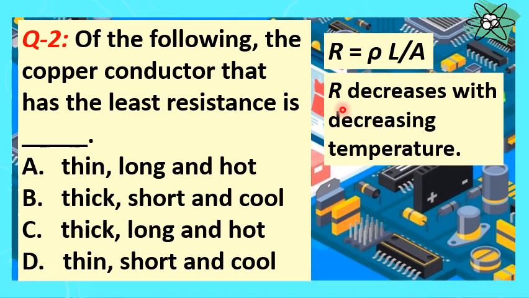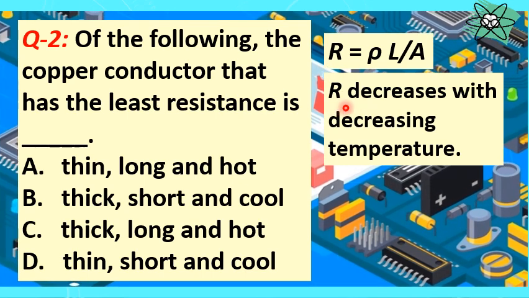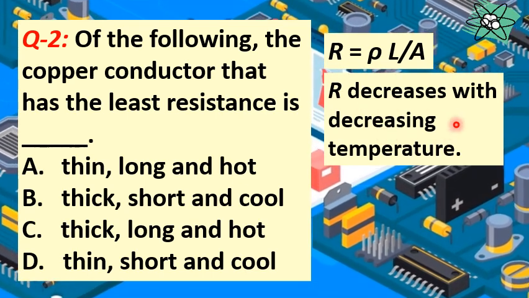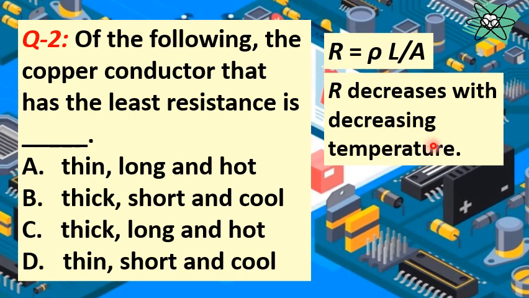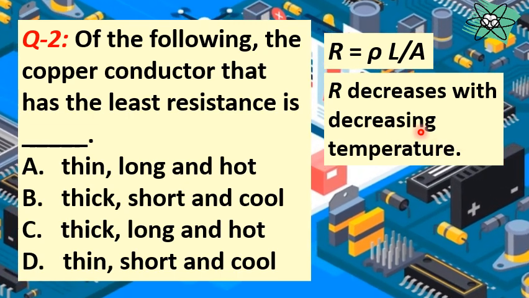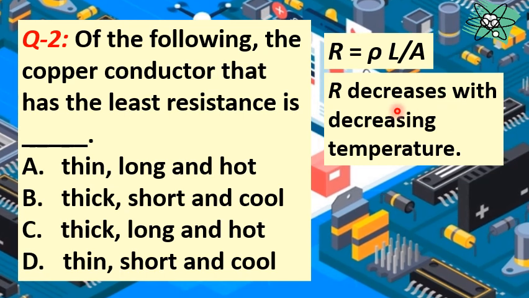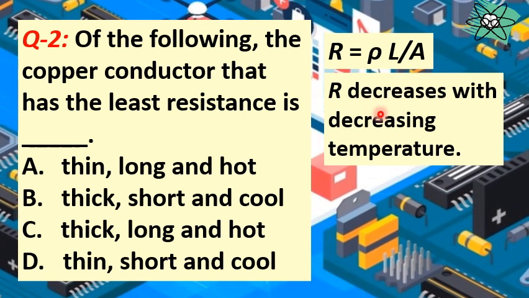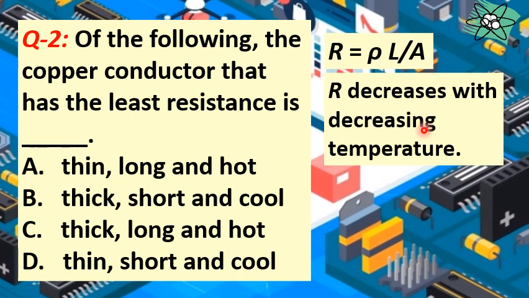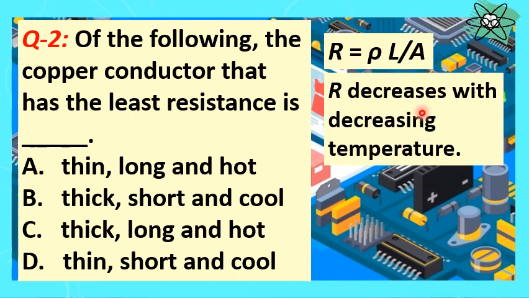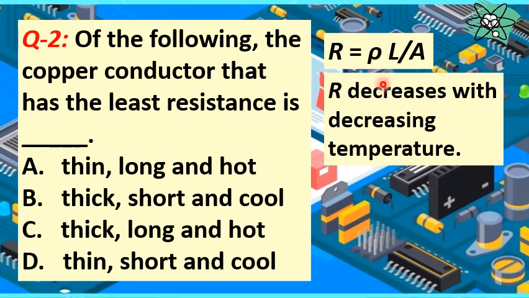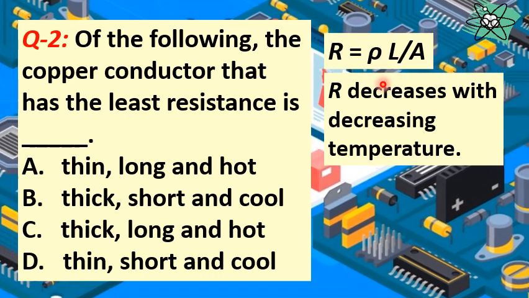And the resistance big R decreases with decreasing temperature. So temperature of the conducting material is another factor that may affect the resistance of the conductor, although it is not included in this equation, right?